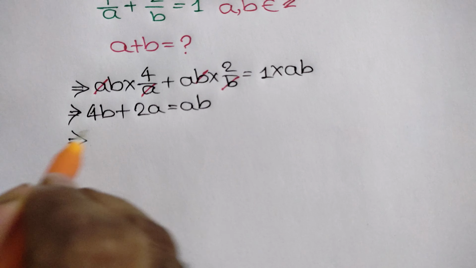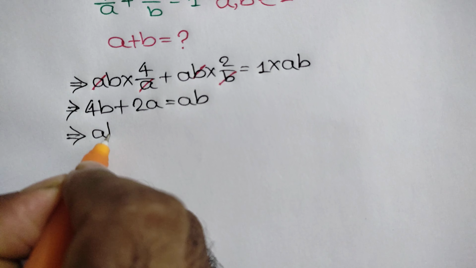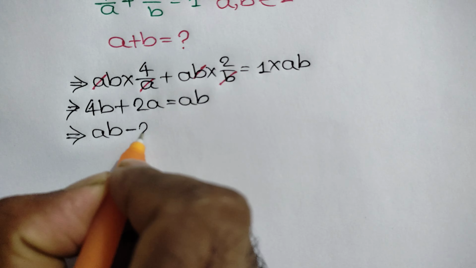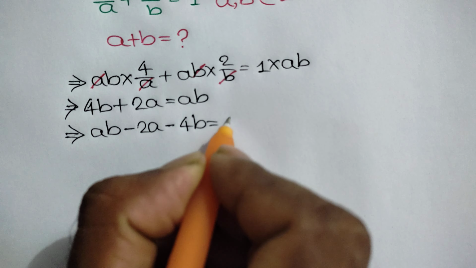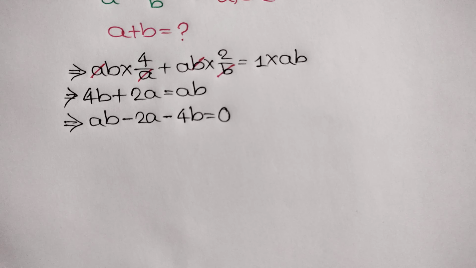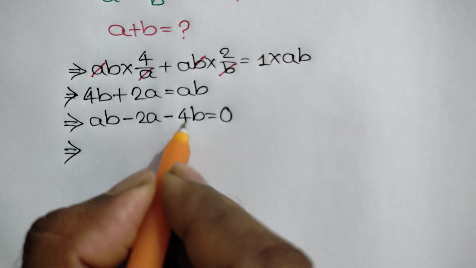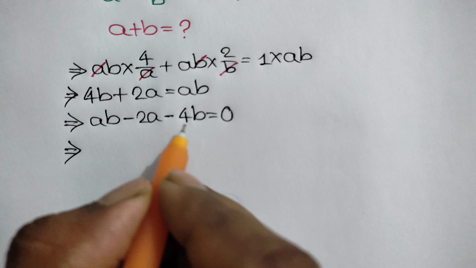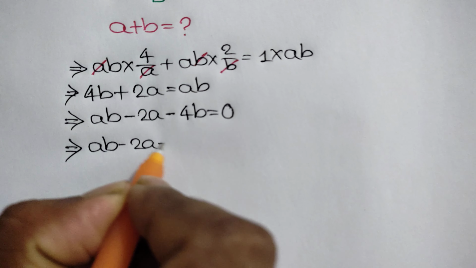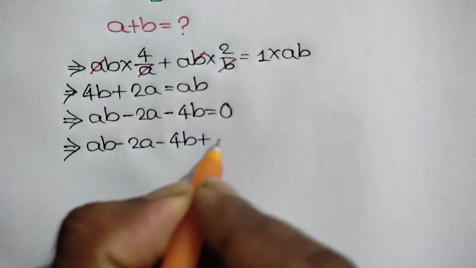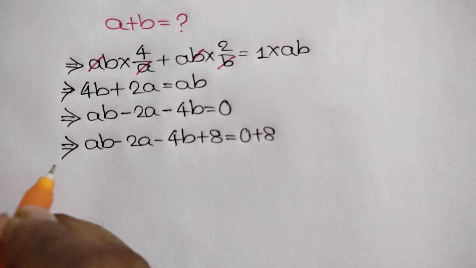Now taking this 4b and 2a to the right side, we will get ab minus 2a minus 4b is equal to 0. Now 2 times 4 is 8, so add 8 on both sides. We can write here ab minus 2a minus 4b plus 8 is equal to 0 plus 8.